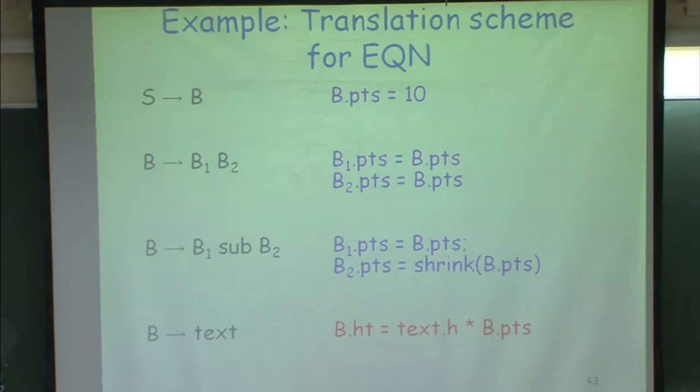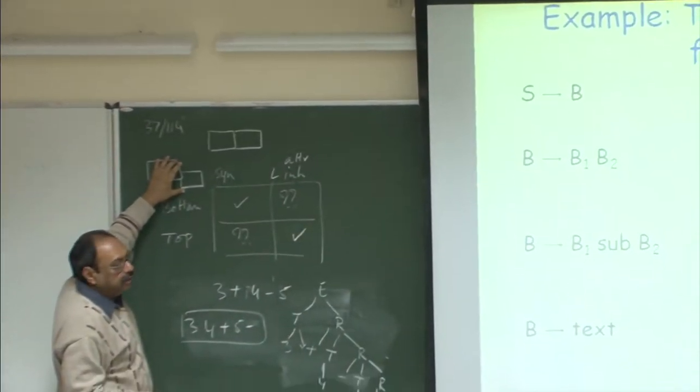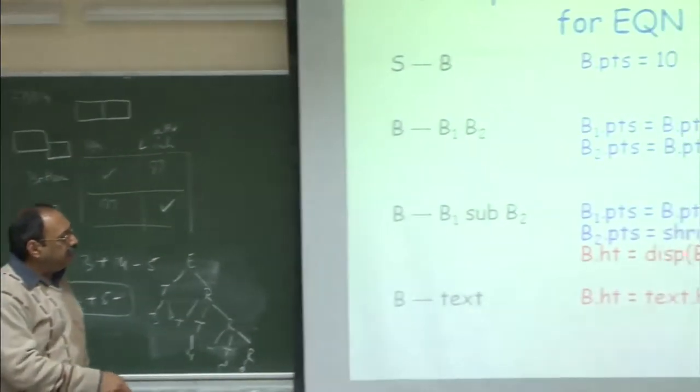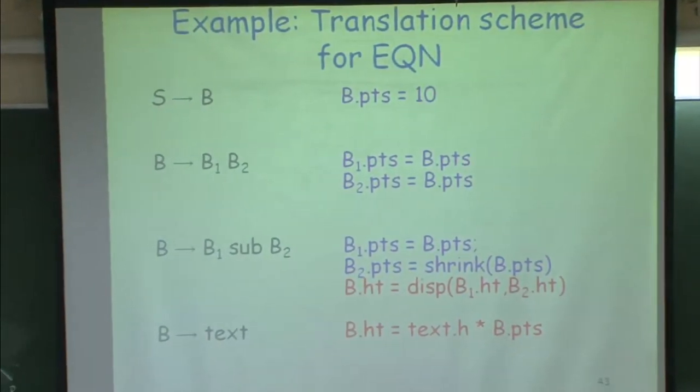So, some function there, right? And then, how will I determine the height of this B? Now, you can see that I have the height of B1 and the height of B2, but with slight displacement. So the total height will actually go up, and therefore we say that B height is nothing but B1 and B2 with some displacement. One can determine the displacement factor, whether you want to align it in the middle and so on. But the total height is going to be more than the height of B1 and B2, and therefore I say that B height is some displacement function of B1 height and B2 height.